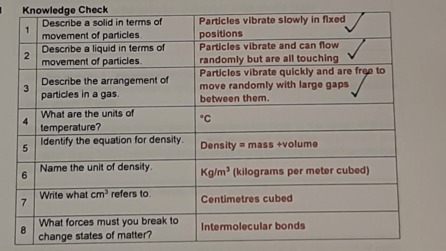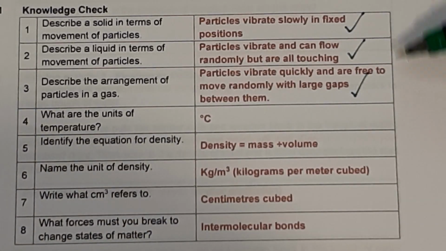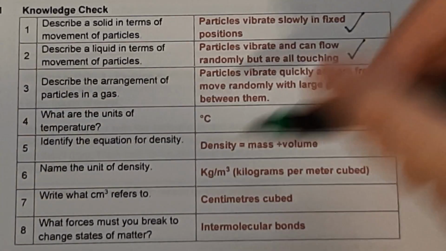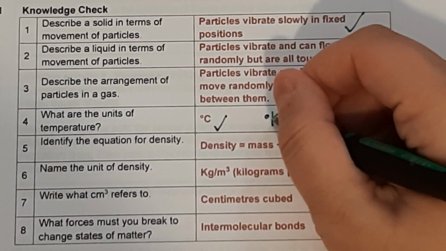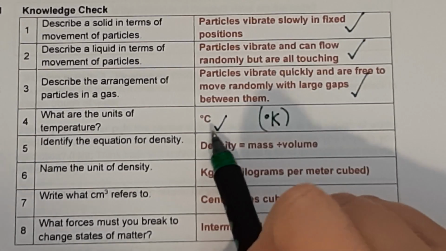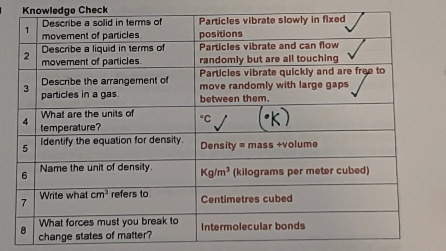Now please make sure you're marking in a pen of a different colour and that you are adding and annotating your answers to make sure that the correct answers are written out, and ticking the answers if you've already written them fully correctly. Question 4, what are the units of temperature? Well, that is degrees Celsius. Occasionally we might use degrees Kelvin, which is capital K, but degrees Celsius is the better and preferred answer at this time.